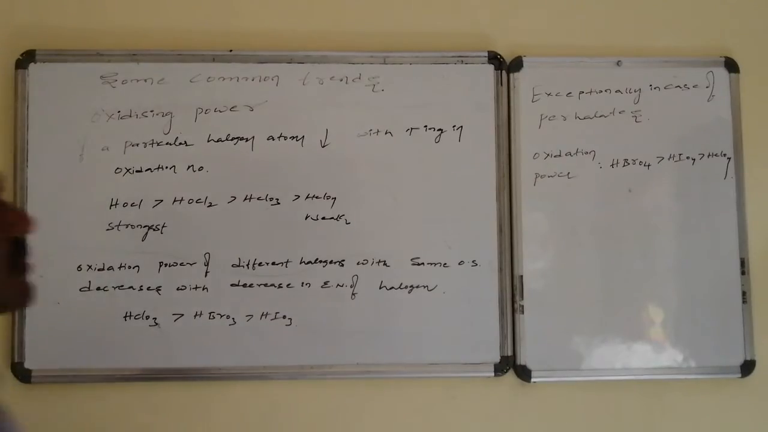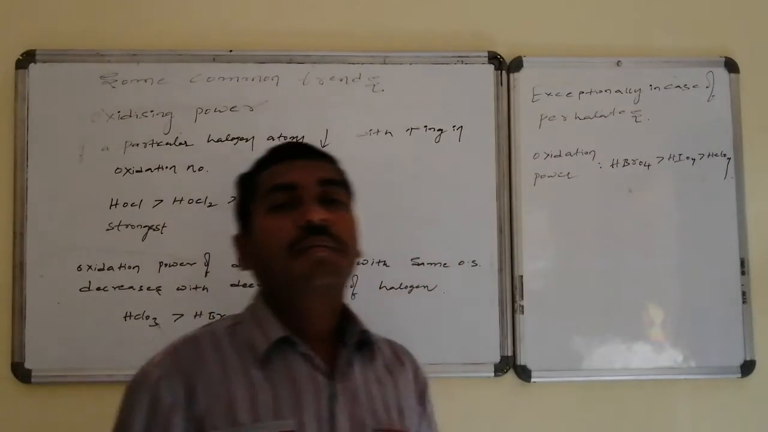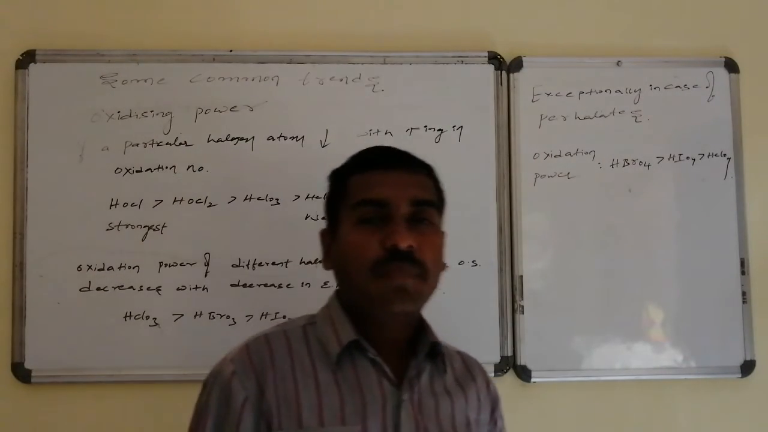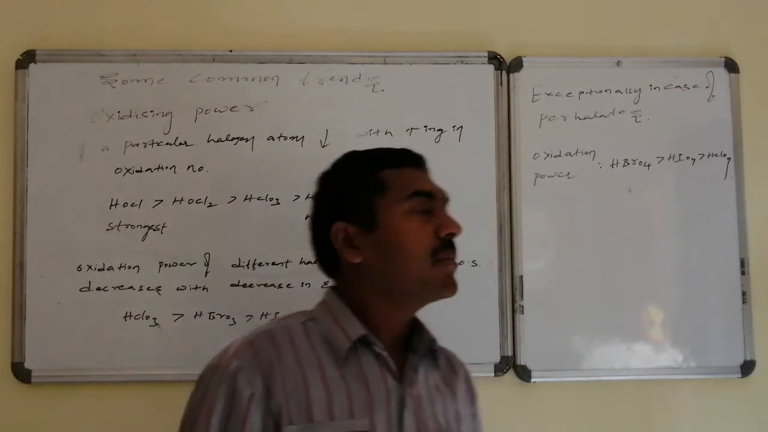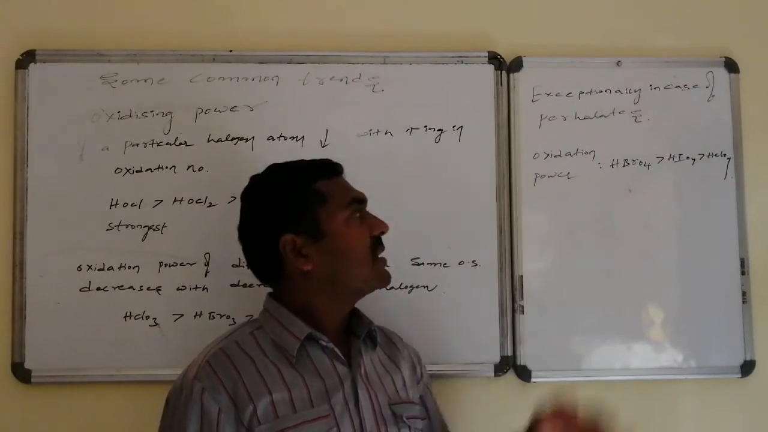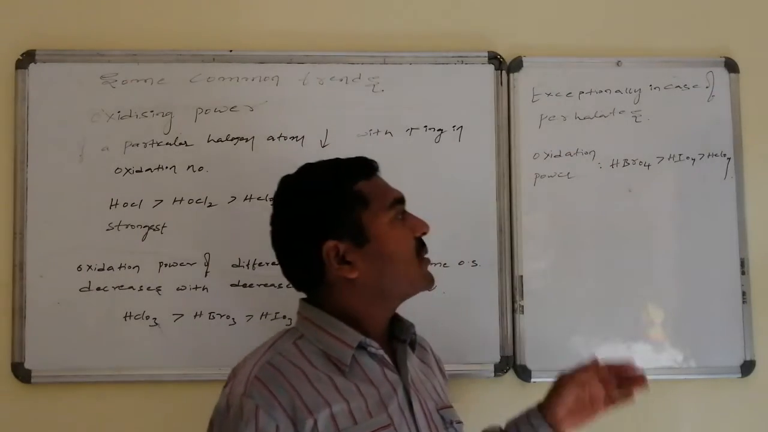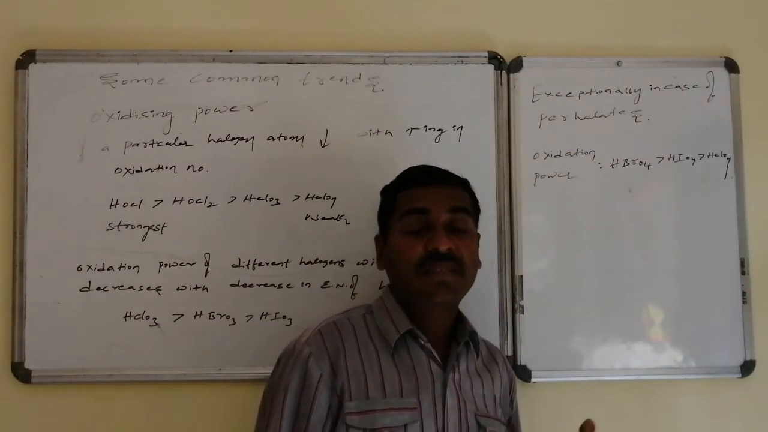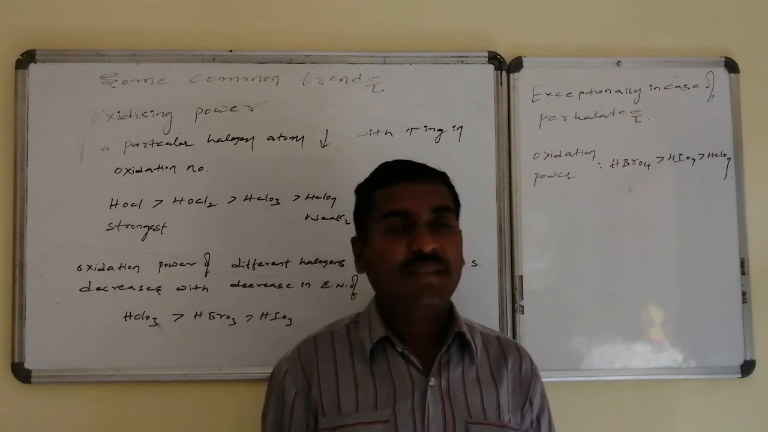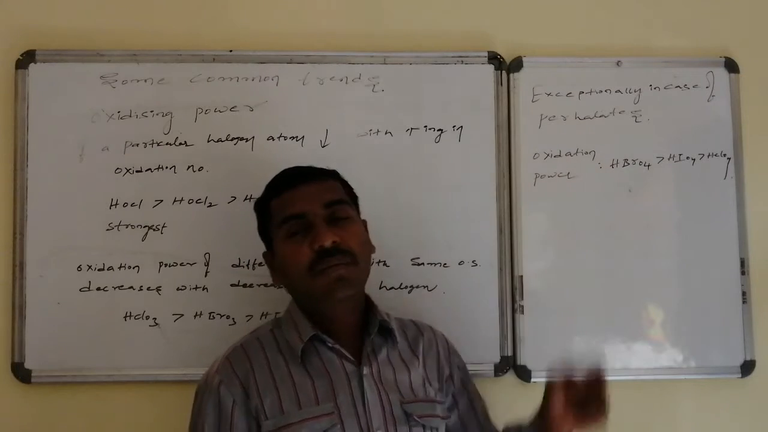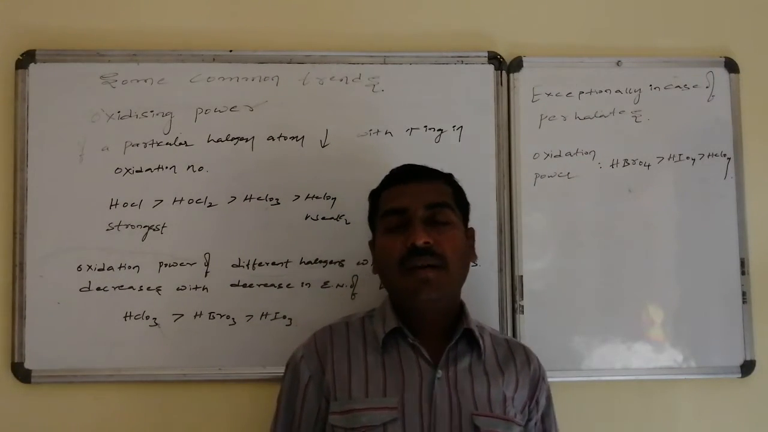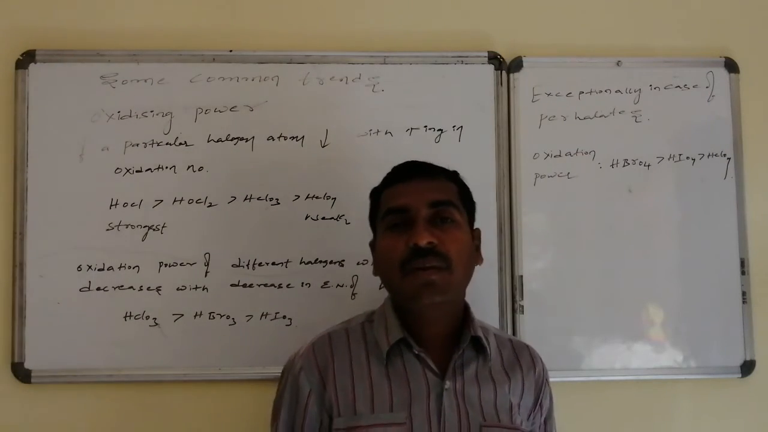Exceptionally, in case of the perhalic acids, that is HClO4, HBrO4, HIO4, perchloric acid, perbromic acid and periodic acid, oxidation power is present in a different order: HBrO4 is stronger than HIO4. The least oxidizing power containing acid is HClO4, that is perchloric acid. This is oxidation power. Oxidation power of HBrO4 is higher than HIO4, and the least oxidation power is present for perchloric acid.